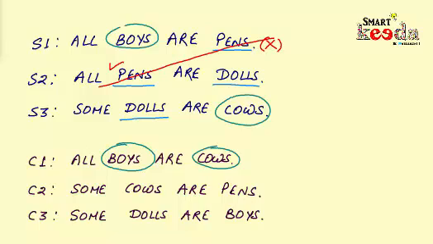But if we look at the middle term between S2 and S3, which is dolls, we can see that the class of dolls is not distributed in either of the statements, and hence we cannot find a definite conclusion between the classes of boys and cows, and therefore conclusion C1 does not follow.